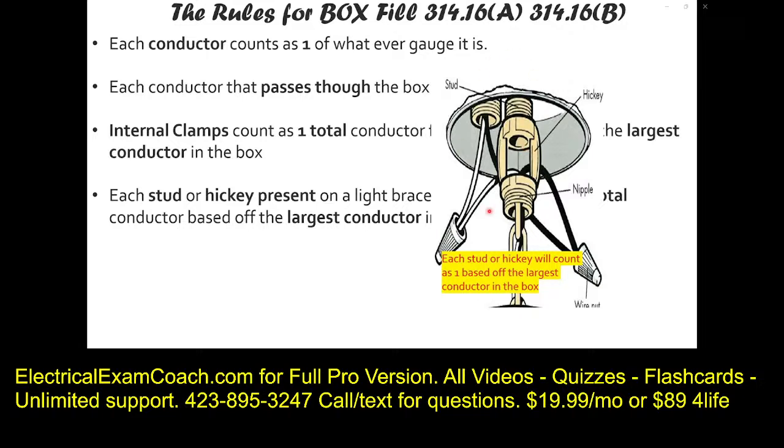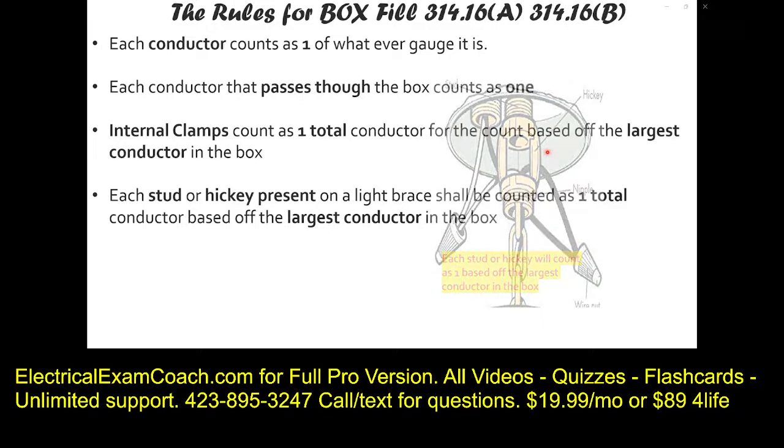In this scenario here, in this picture, the stud would count as 1 of whatever gauge was in the box that was the largest, and the hickey would count as 1 of whatever gauge was in the box that is the largest. And we're going to do lots of practice, so don't worry about it.